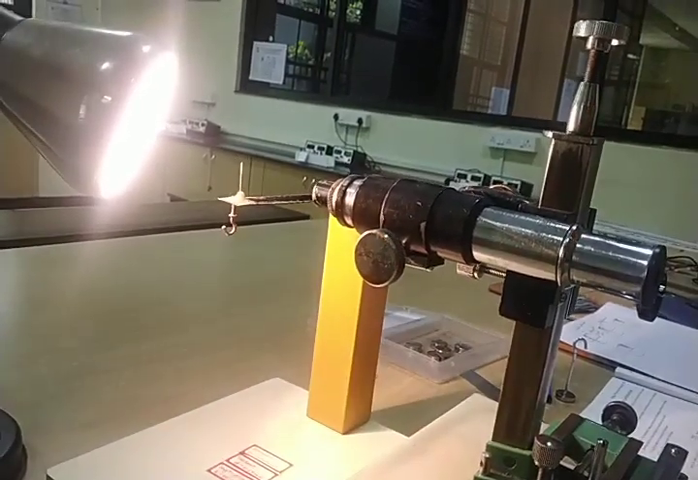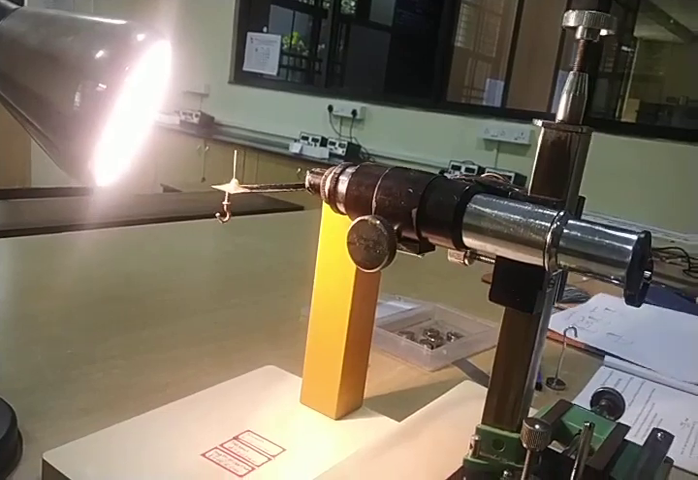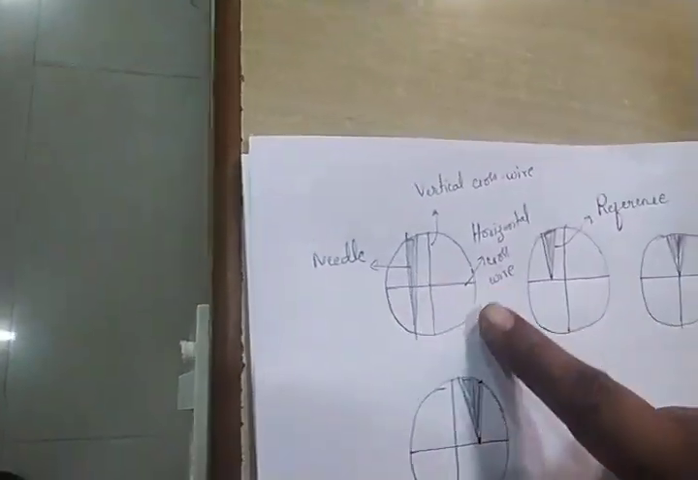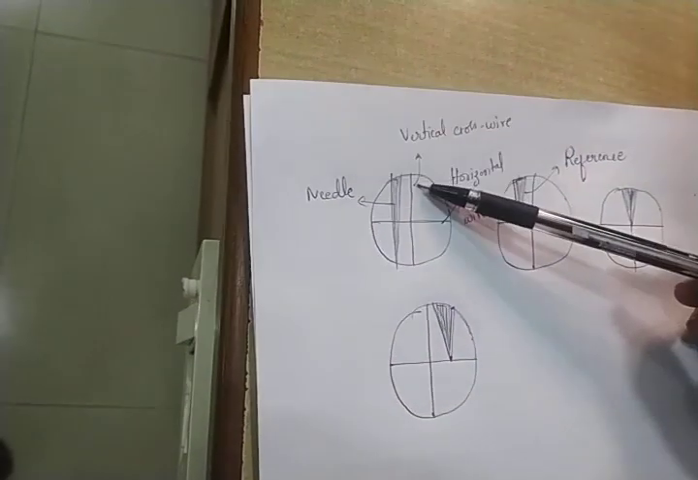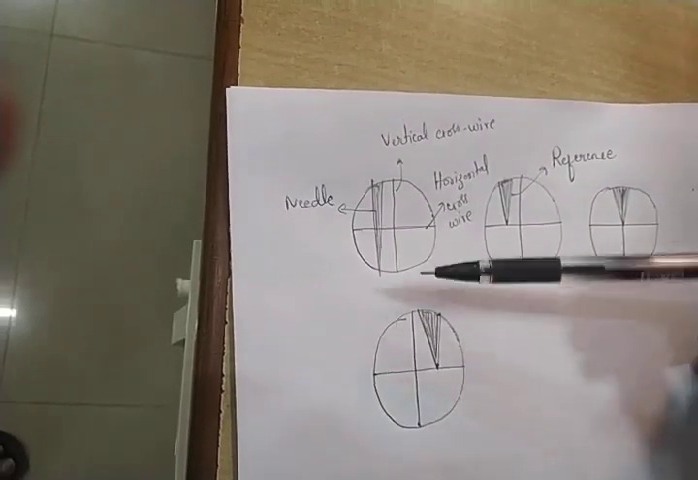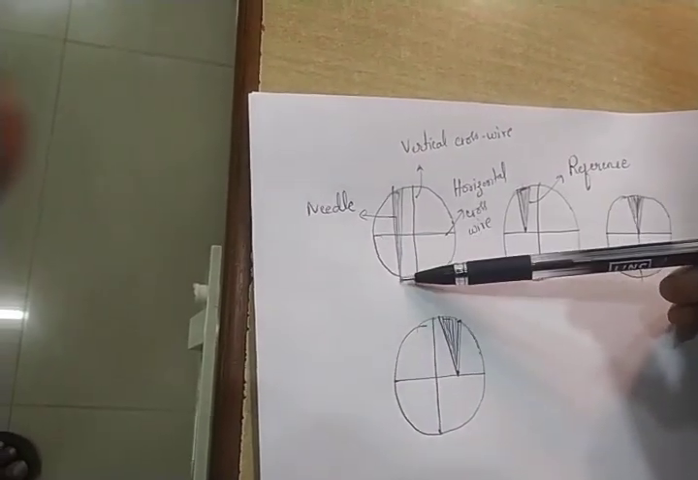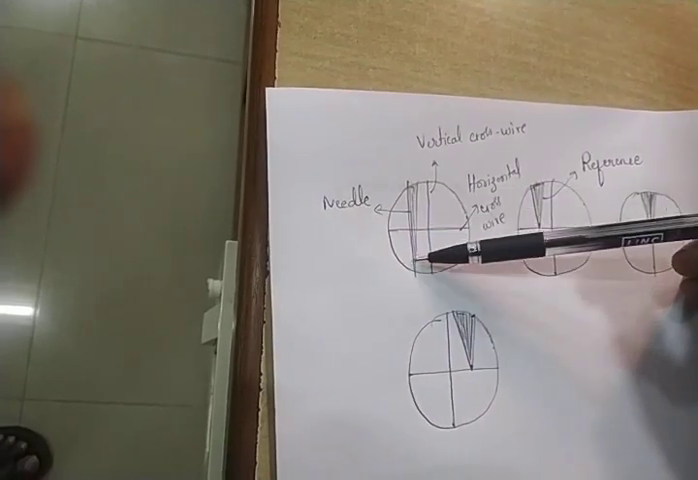I'll show the appearance of what we are receiving from this eyepiece. See, we are able to observe this. This is the eyepiece, which consists of a vertical cross wire and a horizontal cross wire. Once we focus using this traveling microscope, the appearance will be like this. We get the inverted image. This is the tip of the needle.